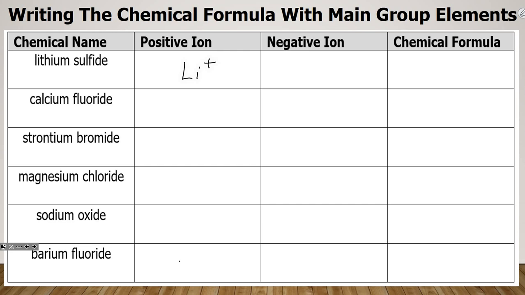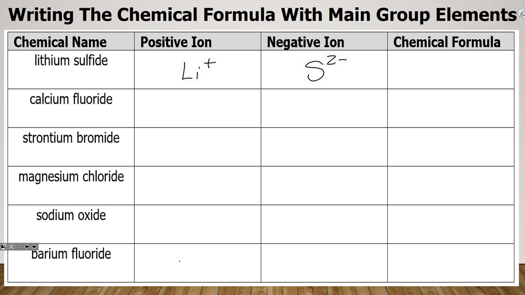So sulfur is number 16. In order to be like a noble gas, it needs to gain 2 to be 18. So it's going to be an S with a 2 negative. Now, when we put compounds together, we always want them to add equal 0. Just like we did last time when we were doing the electron dots, remember?